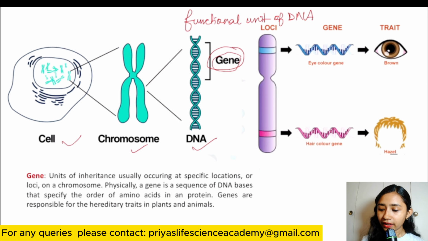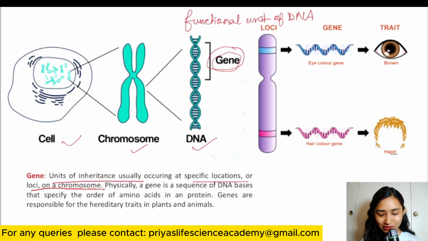So what are genes? Units of inheritance usually occurring at specific locations or loci on a chromosome. So we inherit genes from our parents, and that is why we look similar to them. The basic unit of inheritance is the gene, and they occur at specific locations on the chromosome, known as the locus or loci. Plural is loci and singular is locus. Physically, a gene is a sequence of DNA bases that specify the order of amino acids in a protein. Genes are responsible for the hereditary traits in plants and animals.